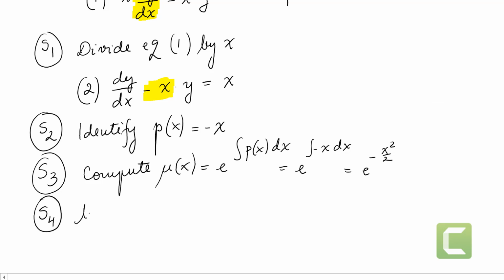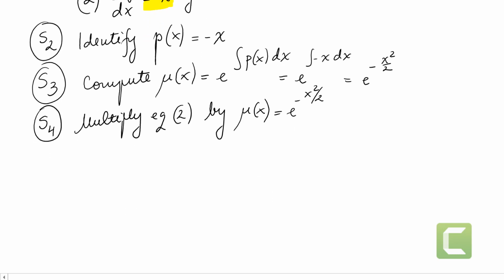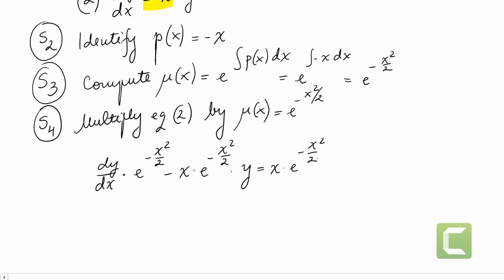Step 4, multiply equation 2 by mu of x. So basically I'm going to multiply by e to the negative x squared over 2. So our equation 2 is going to be dy/dx times e to the negative x squared over 2 minus x times e to the negative x squared over 2 times y equals x times e to the negative x squared over 2.